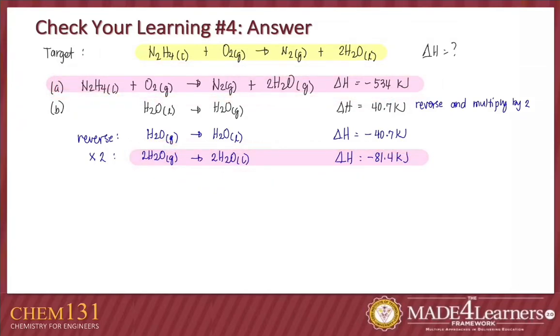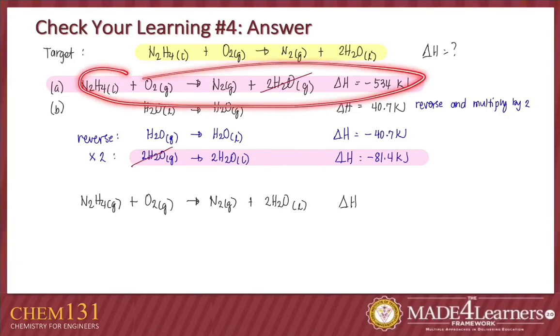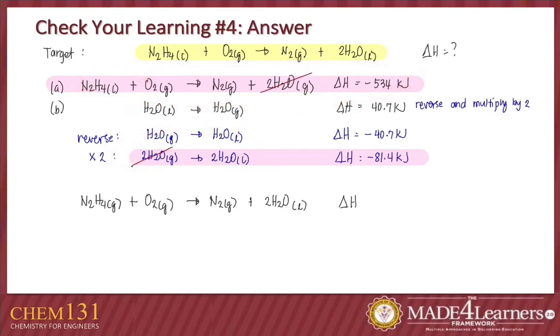So what we see is H2O gas. So this H2O gas and this H2O gas will cancel. So what is left? N2H4 plus O2 gas. Take note, we just copied that. Nothing is left here. And then producing N2 gas plus two moles of H2O liquid. So what did we do with the two equations? We simply added them. And because we added them, then we are also going to add the two enthalpy changes.